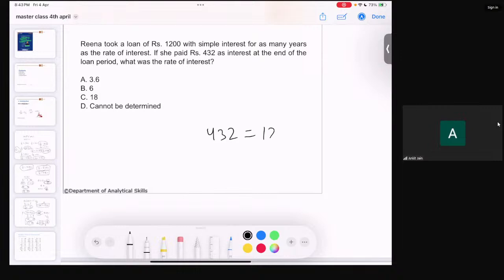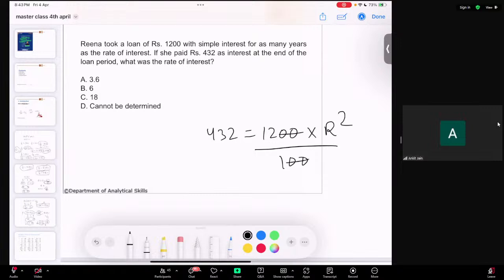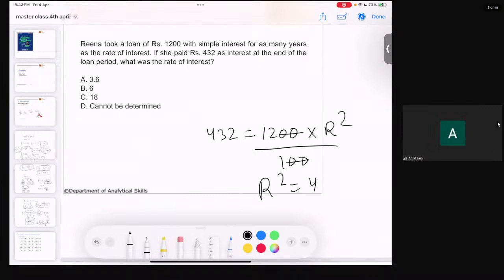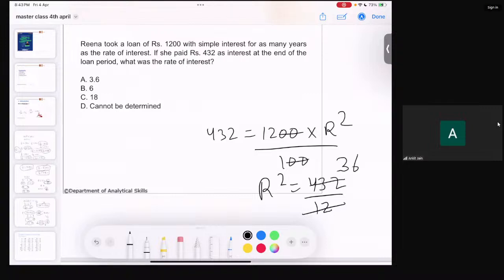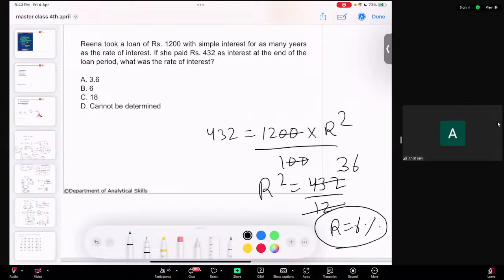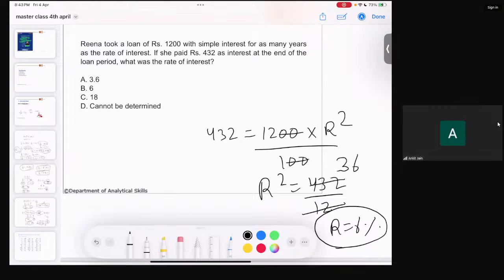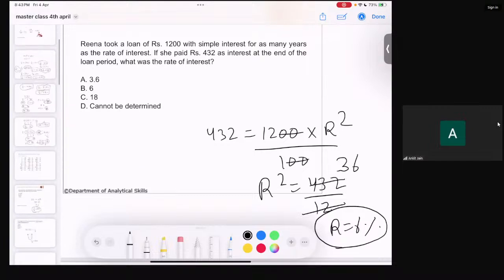432 is equal to 1200. Rate and time are equal. So we have to find the rate of interest. So R becomes R square, and this got cancelled out. R square is equal to 432 by 12. 12 3s are 36, 12 6s are 72. R square is 36. So rate is 6%. In this case, the rate and time are equal, so we assume R into R square. Simple.